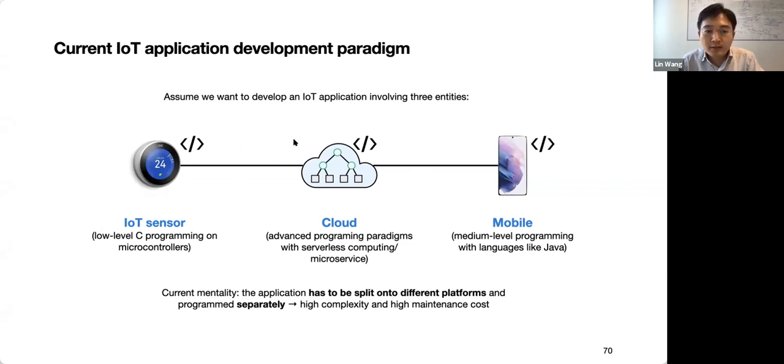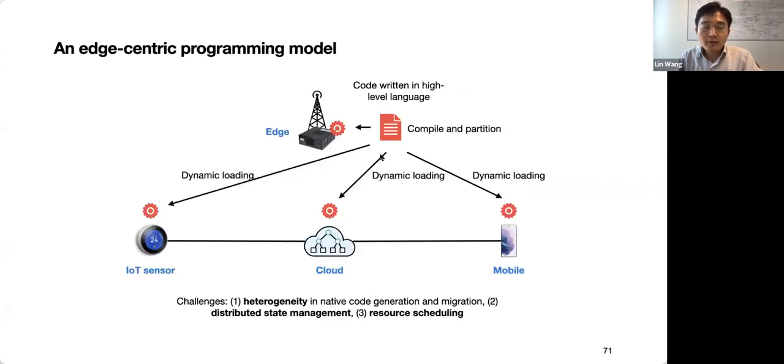So this is really inconvenient, because you have to manually partition the application, and you have to understand how to write code for each of the different platforms. So a better programming model would be to have an edge-centric view. So basically you write code in a high-level language, and then the compiler can take care of the partitioning of the computation to the different platforms, and then compile the code into the native code on the different devices or different platforms, right?